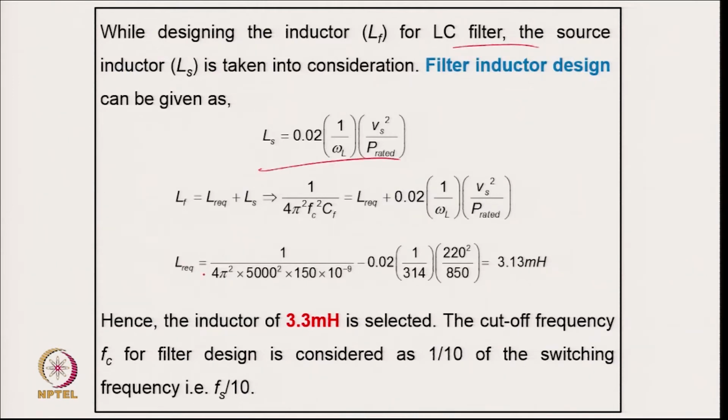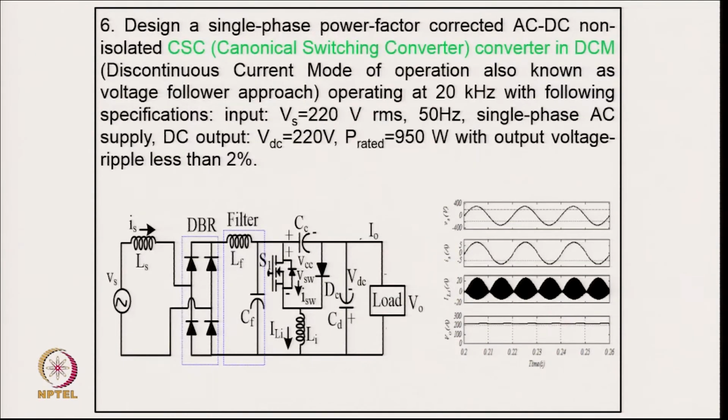So, it is a supply inductance, and the total inductance required is the supply inductance plus the additional required inductor which we calculate here, and from this we get the required inductance of the order of 3.13 millihenry, and to make sure that it always eliminates all the higher order harmonics, we select a little higher than that, it is 3.3 millihenry, and the cutoff frequency FC is taken 1/10 of the switching frequency.